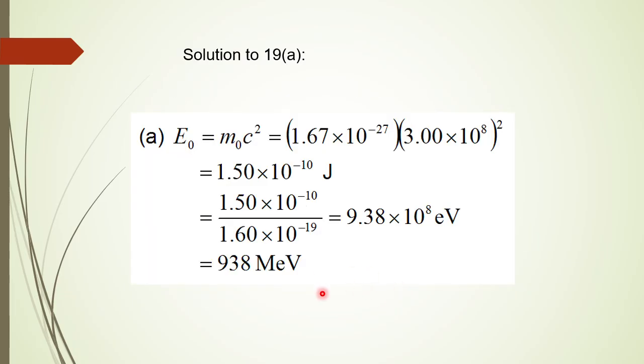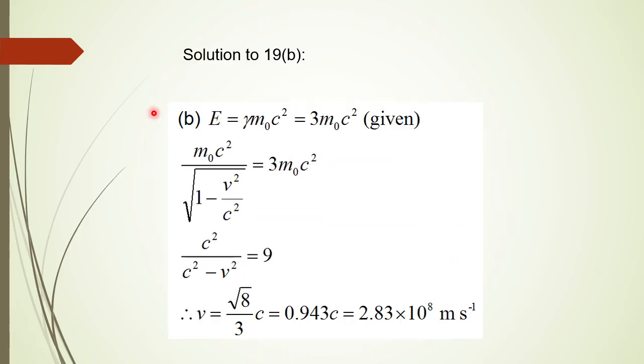So let's see. First, we want to express the rest energy of a proton in terms of MeV. So we'll convert E naught into m naught c squared using E equals mc squared. Then you end up with 1.5 times 10 to the minus 10 joules. We'll divide it by the electric charge to get it in terms of eV, and then convert to MeV. So this is our result in MeV. A lot of energy.